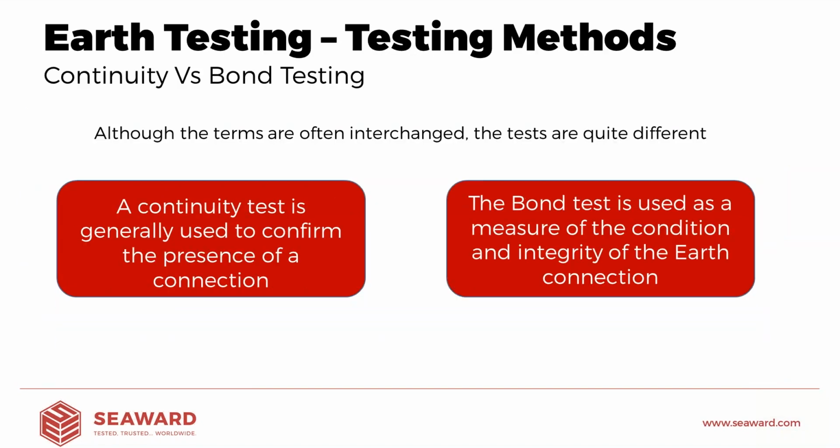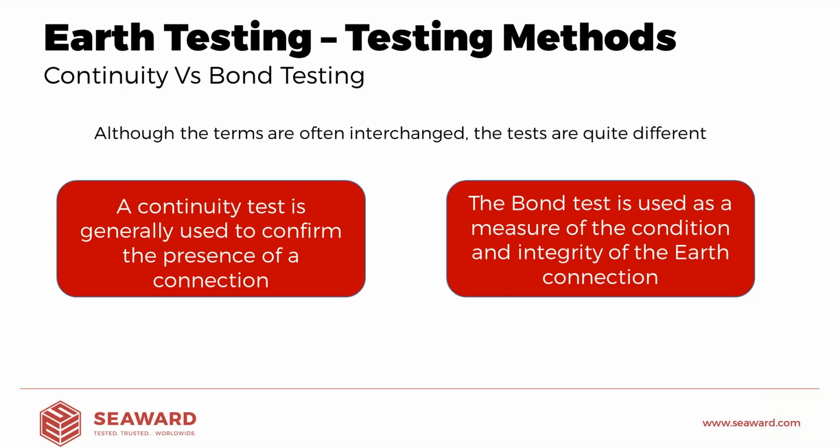So let's talk about continuity versus bond. Firstly, it is common that these kind of terms are interchangeable. People often talk about earth continuity and earth bond almost as being the same thing, but actually the reality is they are quite different. In general terms, a continuity test is generally there just to prove there is a presence of a connection. So there is literally a connection on the earth.